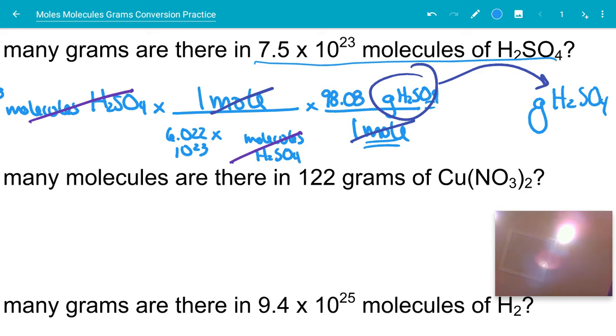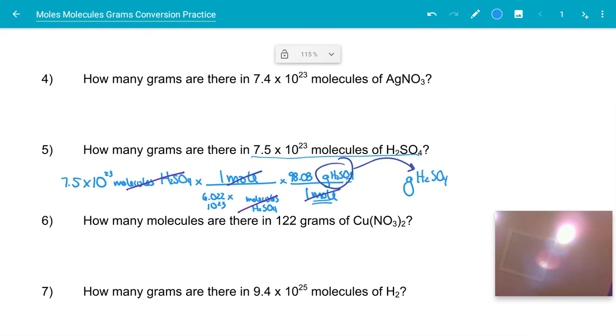And when I multiply it all out, let me pinch it in so we can see it a little bit better. So 98.08 times 1 right here, times this number here, 7.5 times 10 to the 23rd, equals, and then I'm going to divide that by this big, huge number. I'm going to put that in parentheses: 6.022 times 10 to the 23, close parentheses, and equals. I should get a small number, meaning it's not times 10 to the 23rd. So the answer that I get is 122.